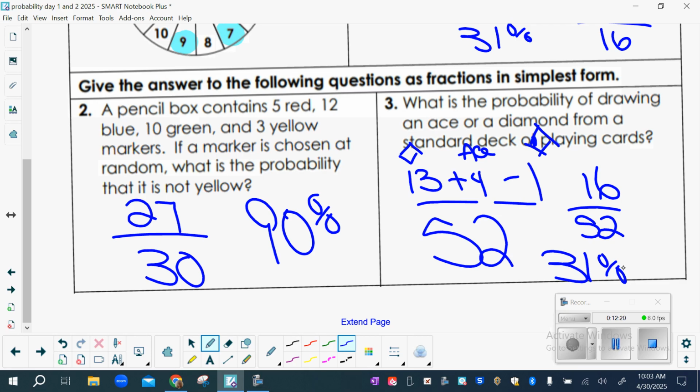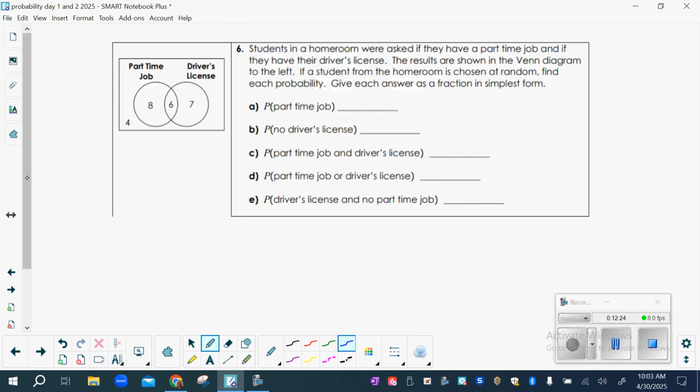Are we good? We feeling it? Okay. The next one I want to try is this one. I love this one. I am going to ask you to do these 4, 5 on your own while I wander around, aimlessly wandering around.